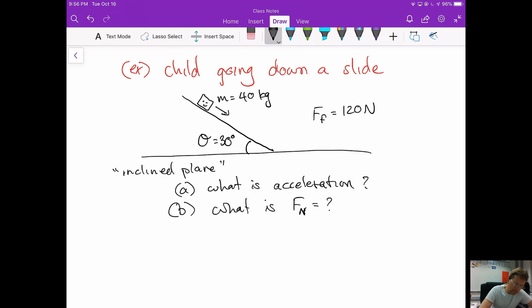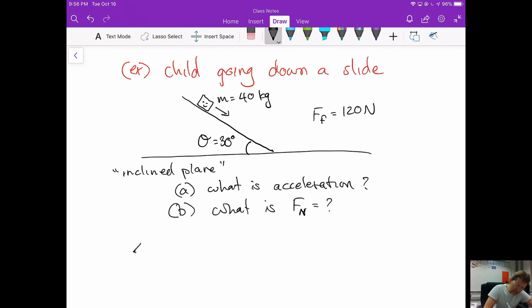Well, step one, we drew our diagram. Step two, we are going to draw a free body diagram. Okay, now one of the things that I do, and I would suggest that you do, is to always draw your object in its correct orientation. It helps you draw your free body diagram.